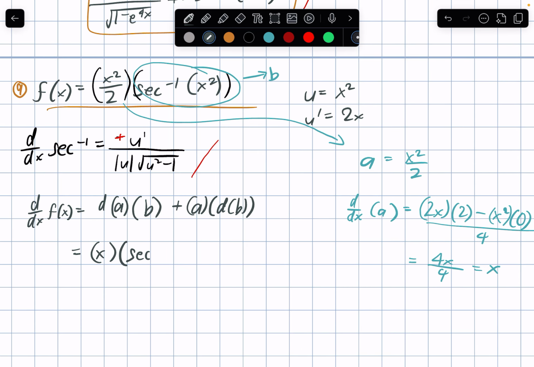So arcsecant of x squared plus our a is going to be x squared over 2. Our derivative of b is going to be this one's derivative, which is this. So this is where we use the formula. U prime is 2x. And then below, we have absolute value of x squared, because x squared is u. And then inside the radical sign, we have u squared, so x squared raised to 2. So that's going to be x raised to 4 minus 1.